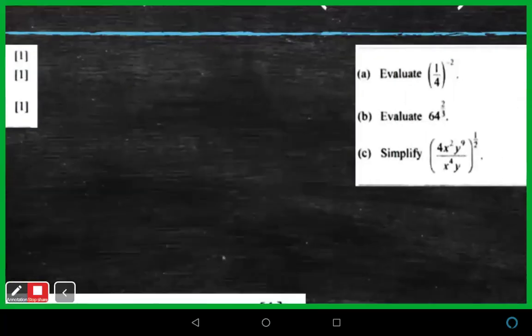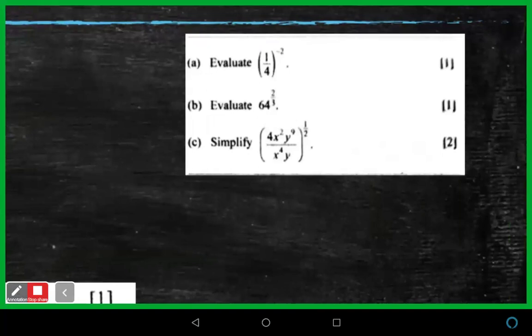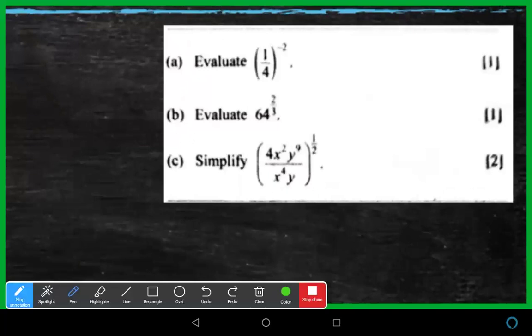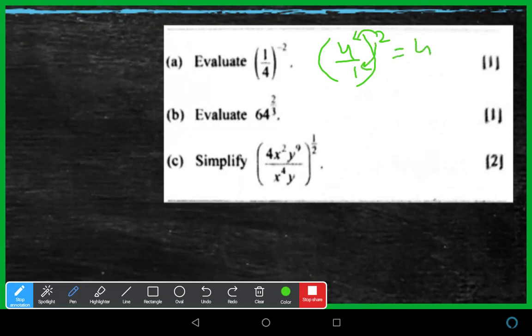Now, moving toward the next question. Again, (1 upon 4) to the power minus 2. The power is minus 2, so how can we make the power positive? We have to take the reciprocal of the value. It will become (4 upon 1) to the power 2, positive 2, because when we take the reciprocal of the value, the power sign changes, so it will become positive. Now, the power is on the whole bracket, so we have to apply the power to 4 and to 1 as well. The 4 is squared and the 1 is squared. 1 squared is already known, as 1 raised to any power is equal to 1.